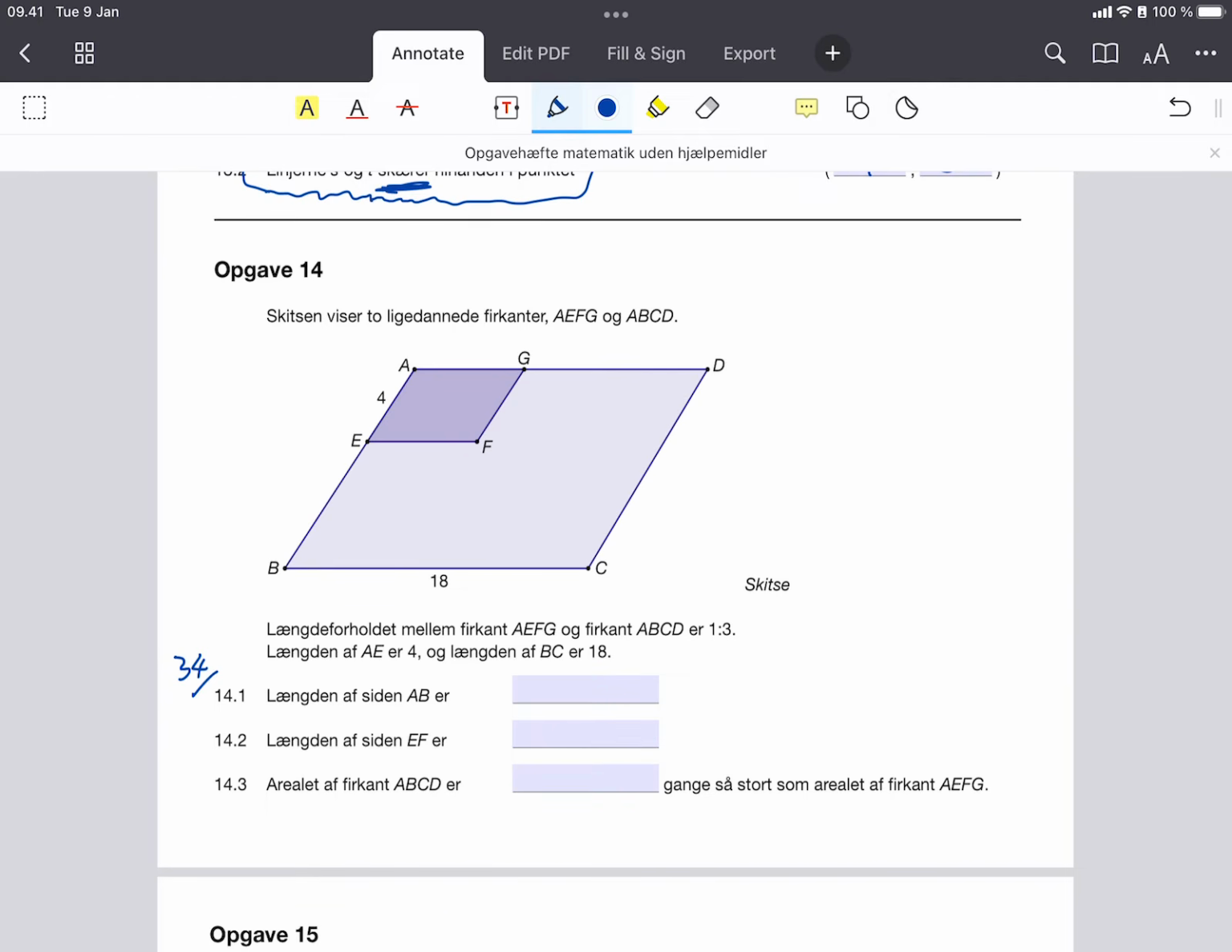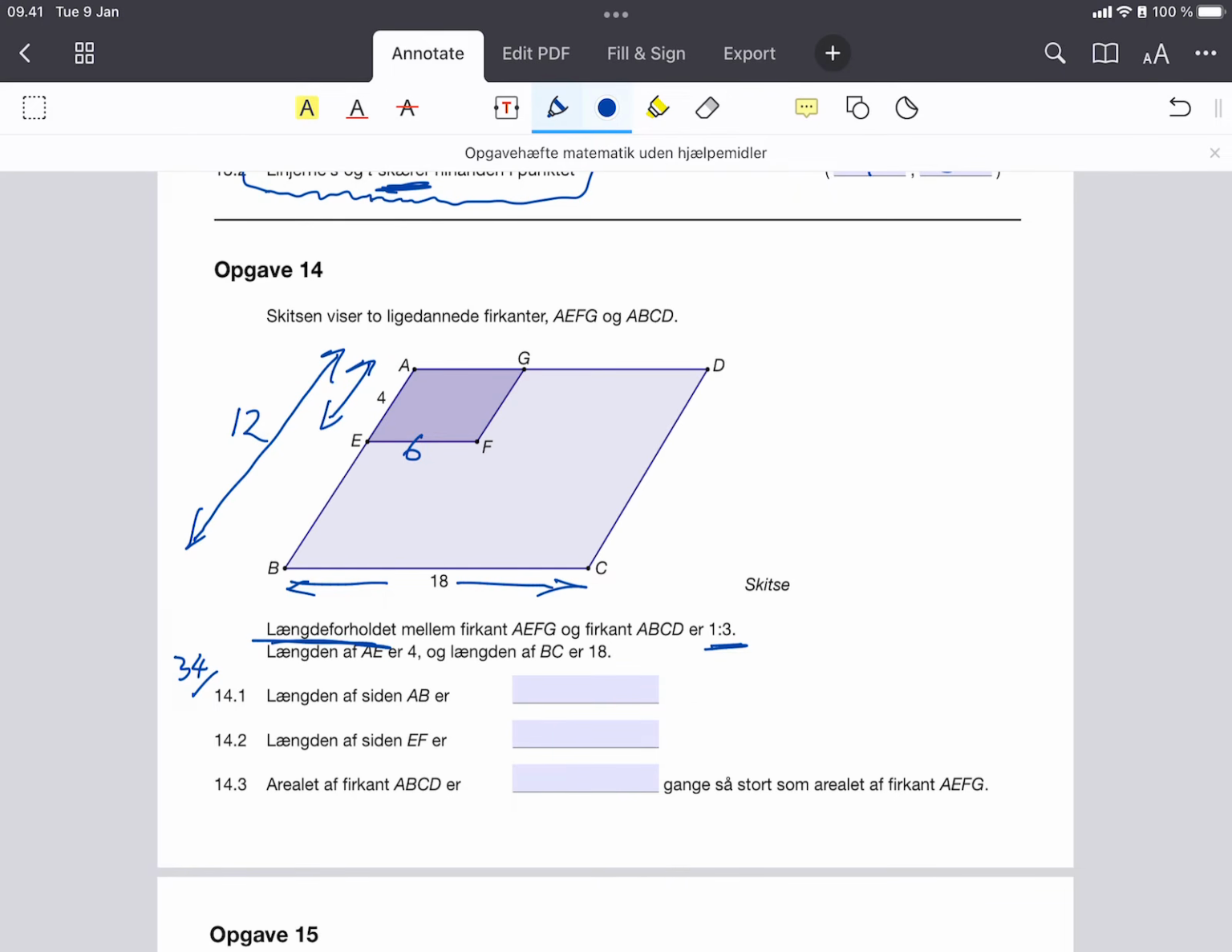It says that the length relationship, the ratio between AEFG, that's the little one, and ABCD, that's the big one, is 1 to 3. So that means all of the lengths in the big one are 3 times the lengths in the little one. So where you've got a 4 there, that's going to be 3 times as much, 12 in the big one. Where you've got an 18 there, that's going to be 1/3 as much, 6 in the little one.